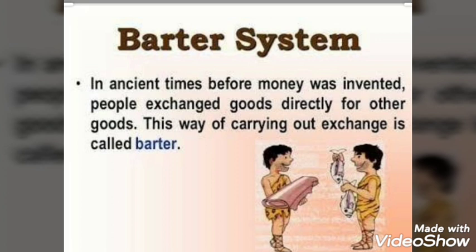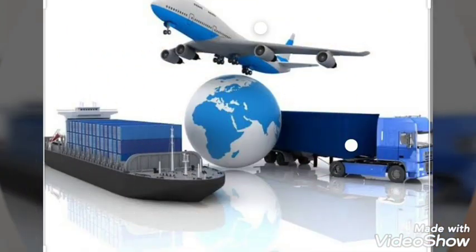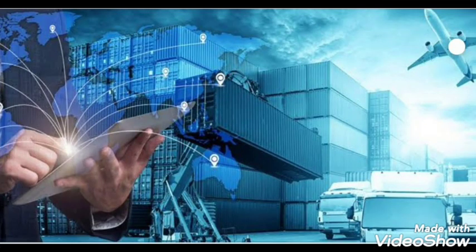You know what the barter system is? It's a trade in which goods are exchanged without the use of money. Transportation became faster and the information revolution made communication easier and speedy across the world.